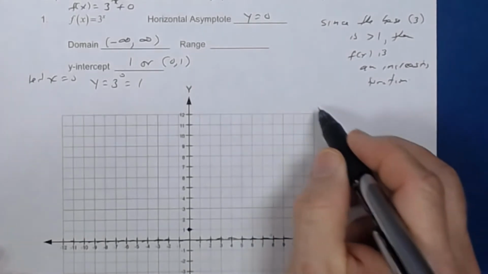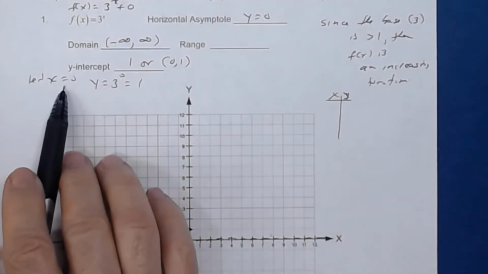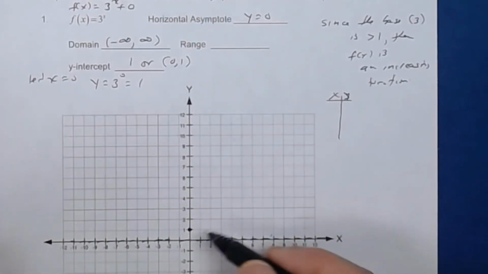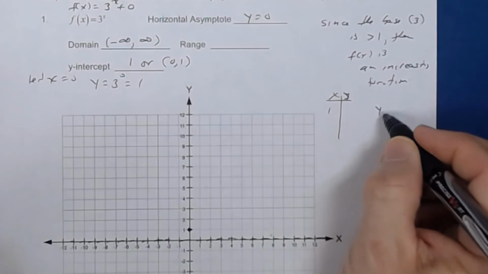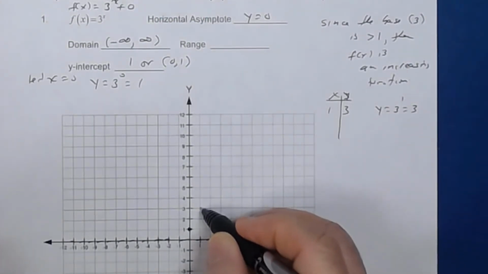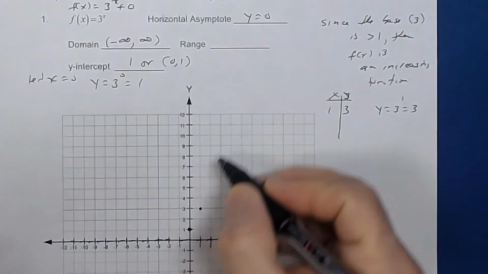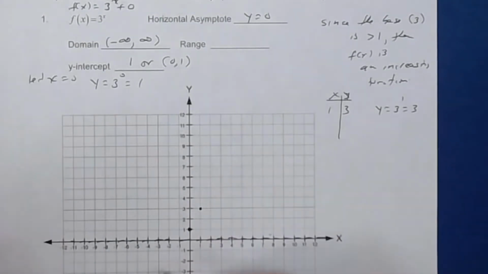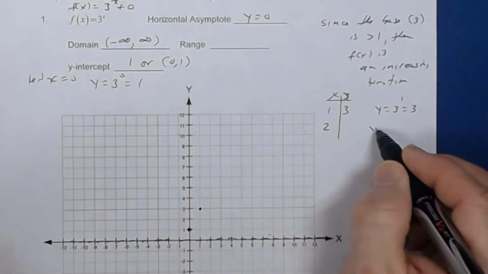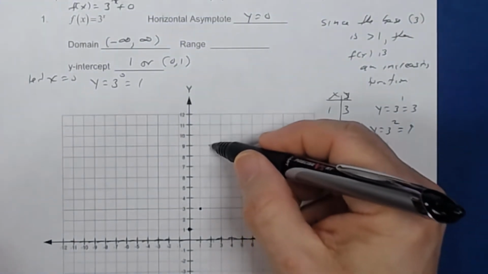Okay. So I'm going to use a t-table, and I need 2 more points. I already found one of them when x is 0, so let's say x is 1. If x is 1, I get y equal 3 to the first, which is 3. So 1, 3 is here. So you see it's going to be an increasing function. All right, but remember, you have to make it look like an exponential function. If x is 2, I get y equal 3 squared, which is 9. So 2, 9 is right here.